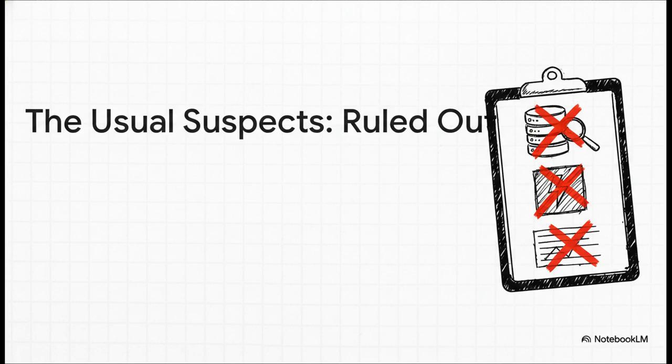So they started with all the usual suspects. You know the drill. Was it the infrastructure? They threw more CPU and memory at it. No luck. What about the database queries? Already optimized. The cache? Perfectly tuned. They even profiled the code line by agonizing line, but nothing explained this huge, creeping slowdown. They were hitting a total dead end.